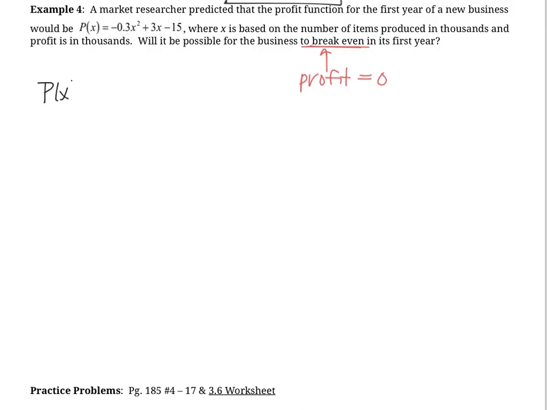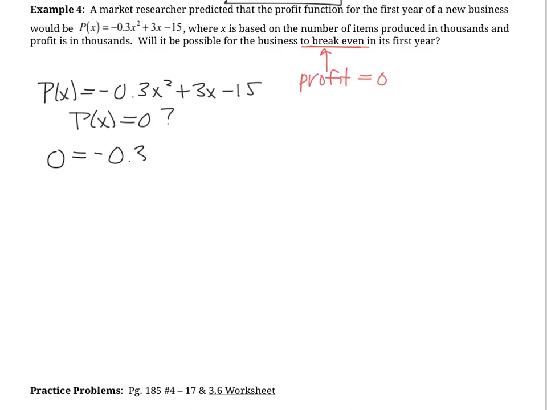So we're given this equation here, P of x is equal to negative 0.3x squared plus 3x minus 15. And we have to check, can P of x equal 0? We don't know, so sub it in and check. If we set P of x equals 0, and we have our equation on the other side, does this have a solution?